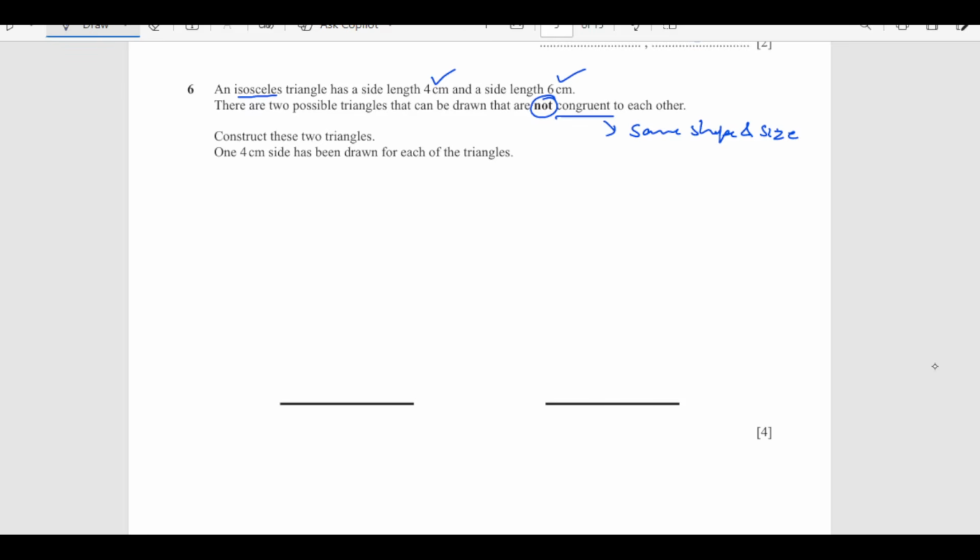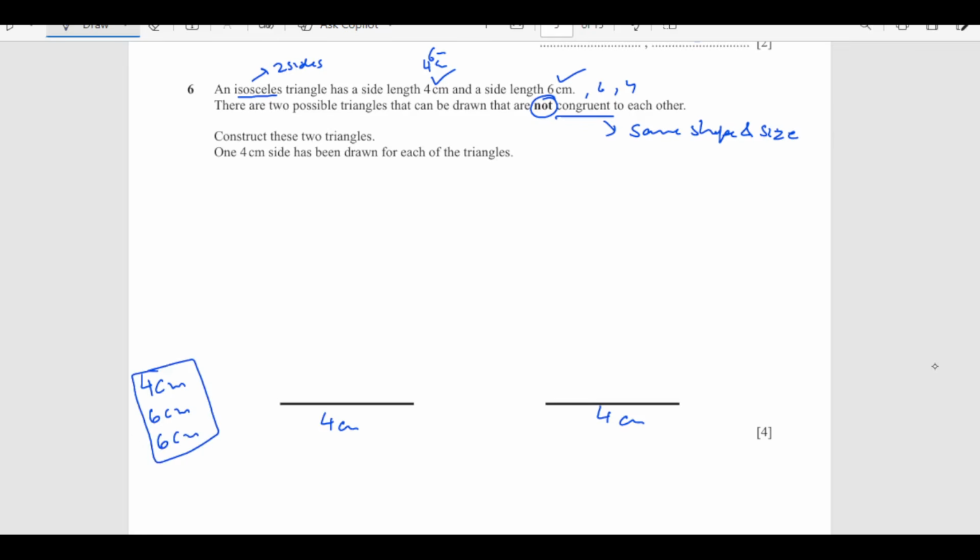So isosceles triangle, we need 2 sides equal, right? So either it can have 4 centimeter and then 6, or it can have 6 and 4. So this also is the isosceles triangle. This is given to us, this is 4 centimeter and this is also 4 centimeter. So another side, both sides can be 6 centimeter. So we have 4 centimeter, 6 centimeter and 6 centimeter. So this is also an isosceles triangle, right?